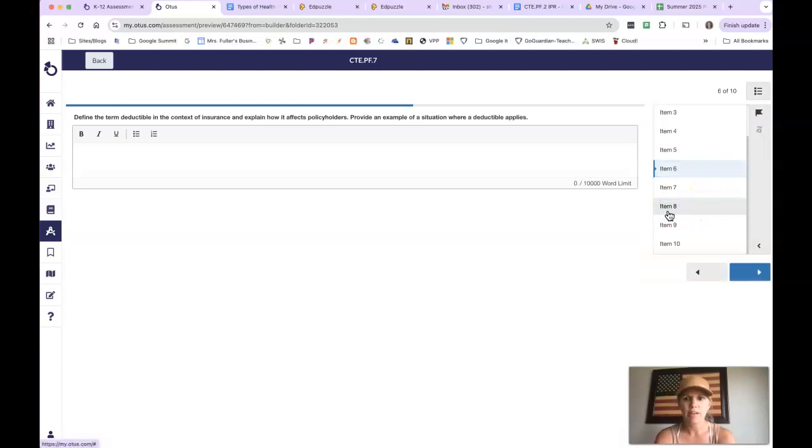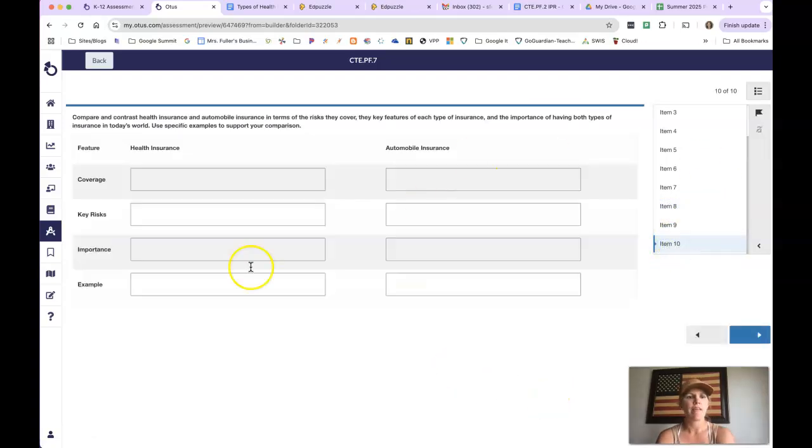And then, let's see. Can't remember which one it was. Okay, and then this one, you're just looking at health insurance and telling me all the information about it in this column: coverage, key risk, basically why would we want health insurance, why would we want automobile insurance, the importance of it, and then just giving me an example. And so you'll fill out both of these columns for their respective insurances. So just a little bit more insight on what I'm looking for on those few assessment questions.